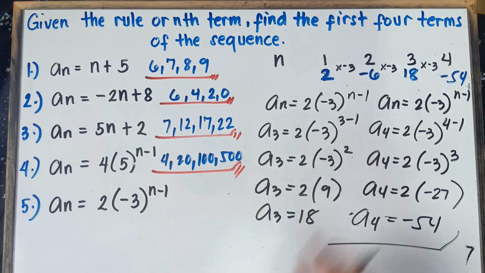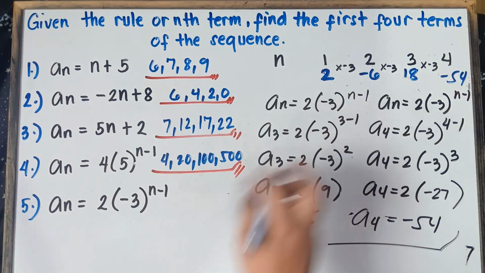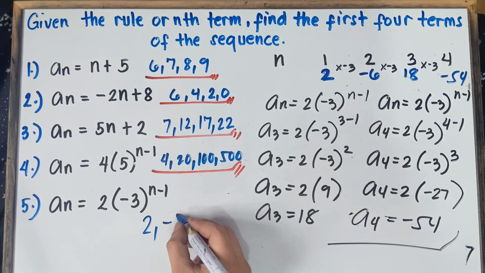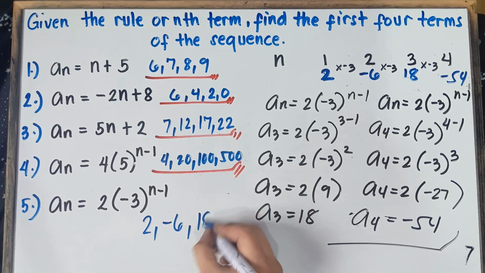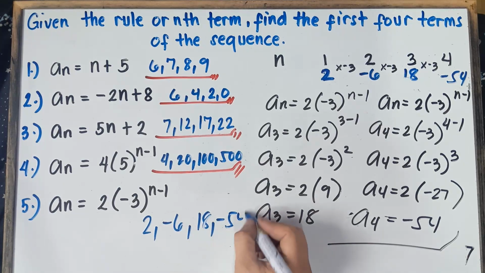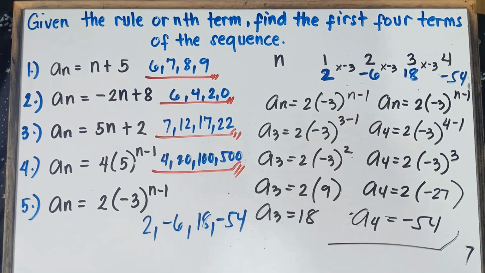Yup. We get the same answer, class. So therefore, class, our final answer with regards to example number 5, the first 4 terms, we have 2, negative 6, 18, and negative 54. All set, class. This is the answer with regards to example number 5.